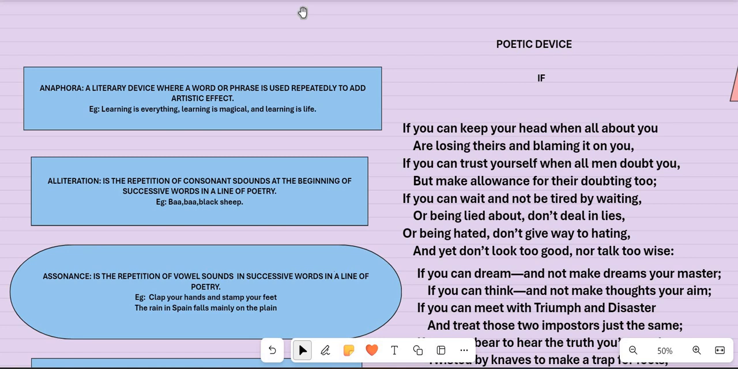And when a consonant sound is repeated in a line in poetry, at the beginning of each word in the line, so if you have a line from poetry that has one consonant sound repeated at the beginning of every word, then it is an example of alliteration, where you find the repetition of consonant sounds. Now take for example, a simple example from a nursery rhyme. Baa baa black sheep.